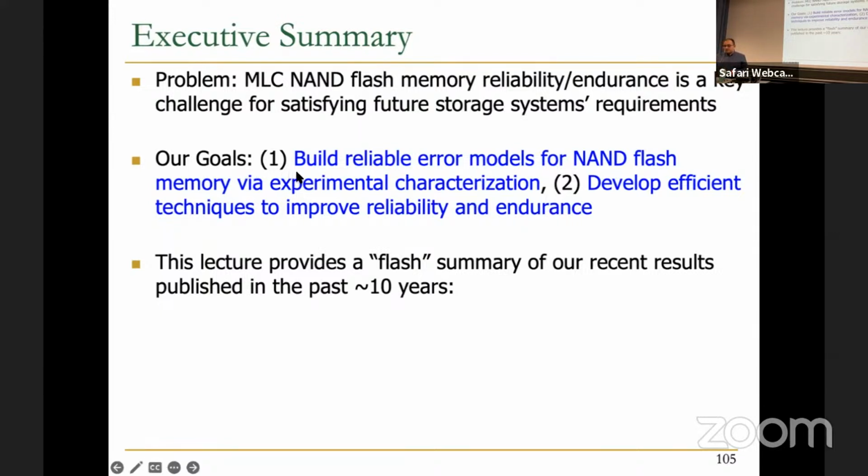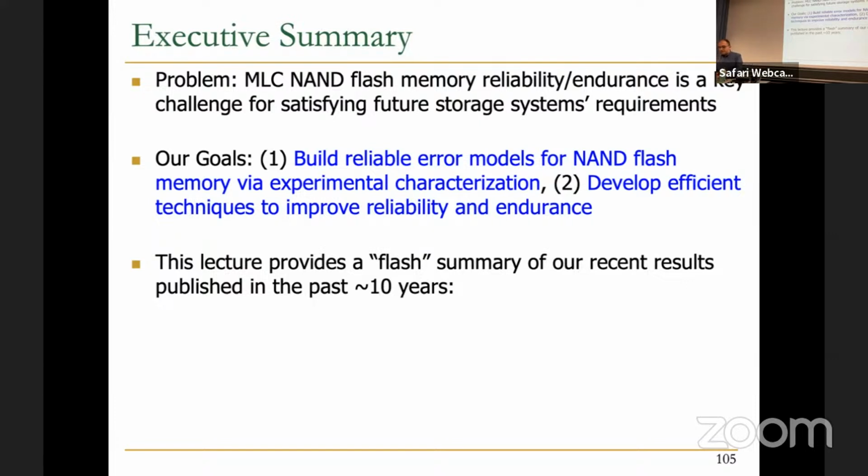And our goals are twofold. First, build reliable error models for NAND flash memory via experimental characterization, and then develop efficient techniques to improve reliability and endurance. It's very similar to what we also have done for DRAM. With our infrastructure, we learned about issues, and we try to predict things, for example, with retention aware control, like the refresh control. And once you know the sources of errors, and once you know how you can model them, then you can develop efficient techniques to improve reliability and endurance, as well as performance.